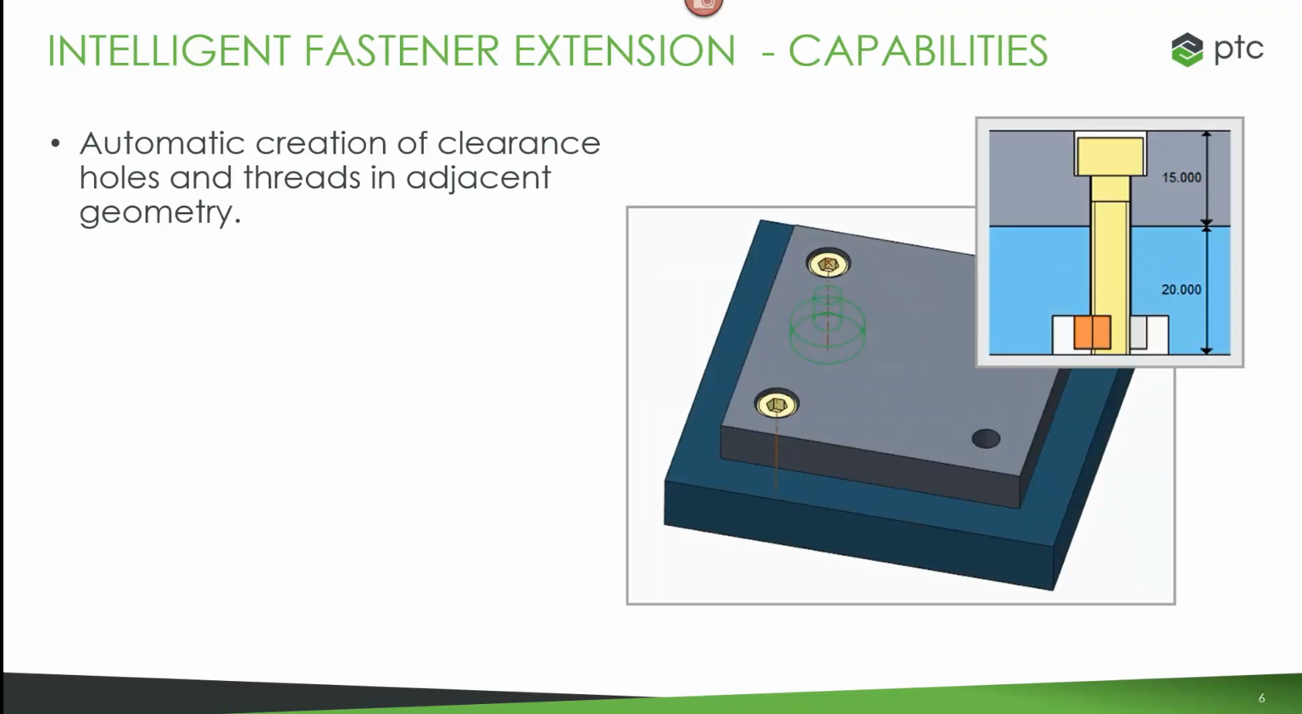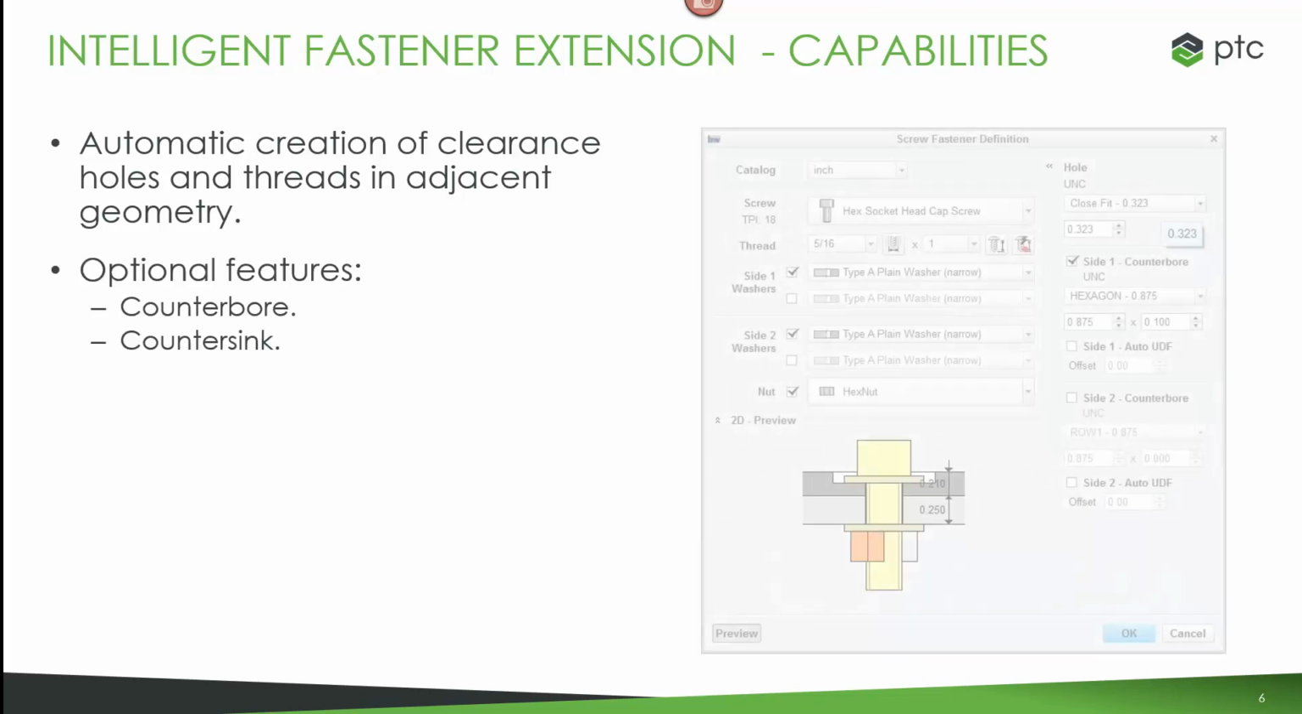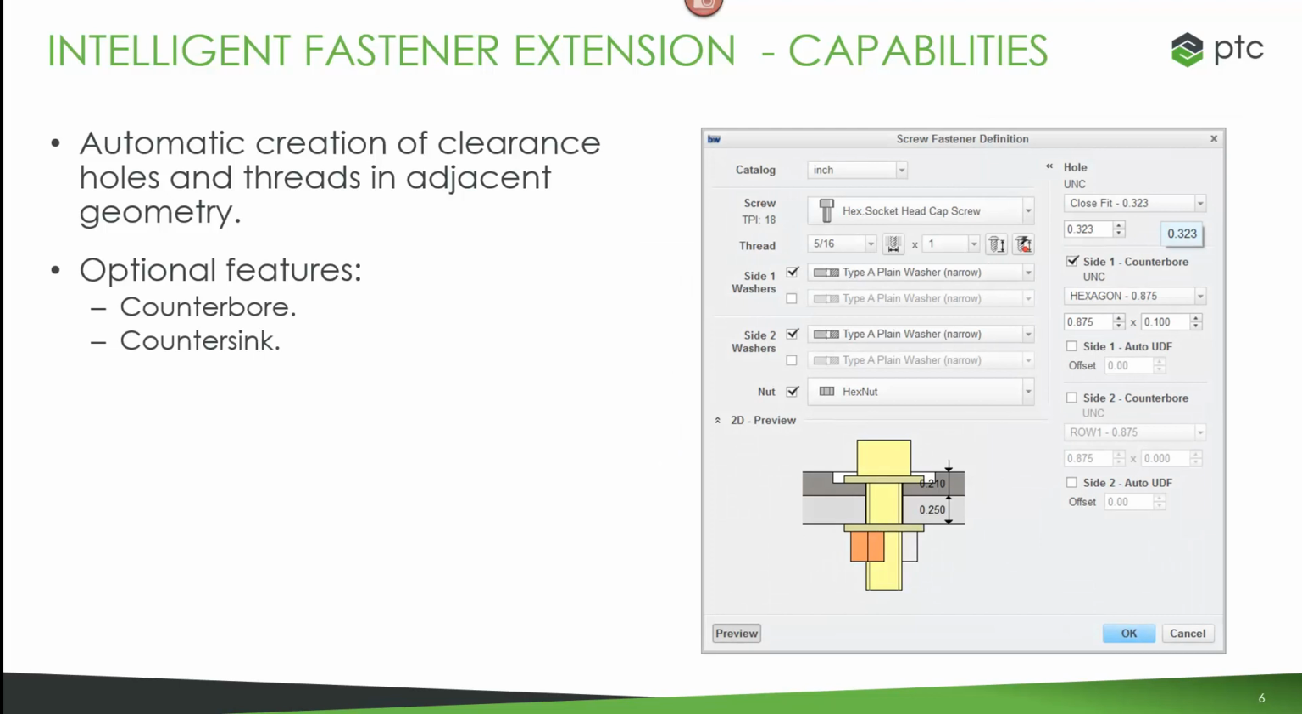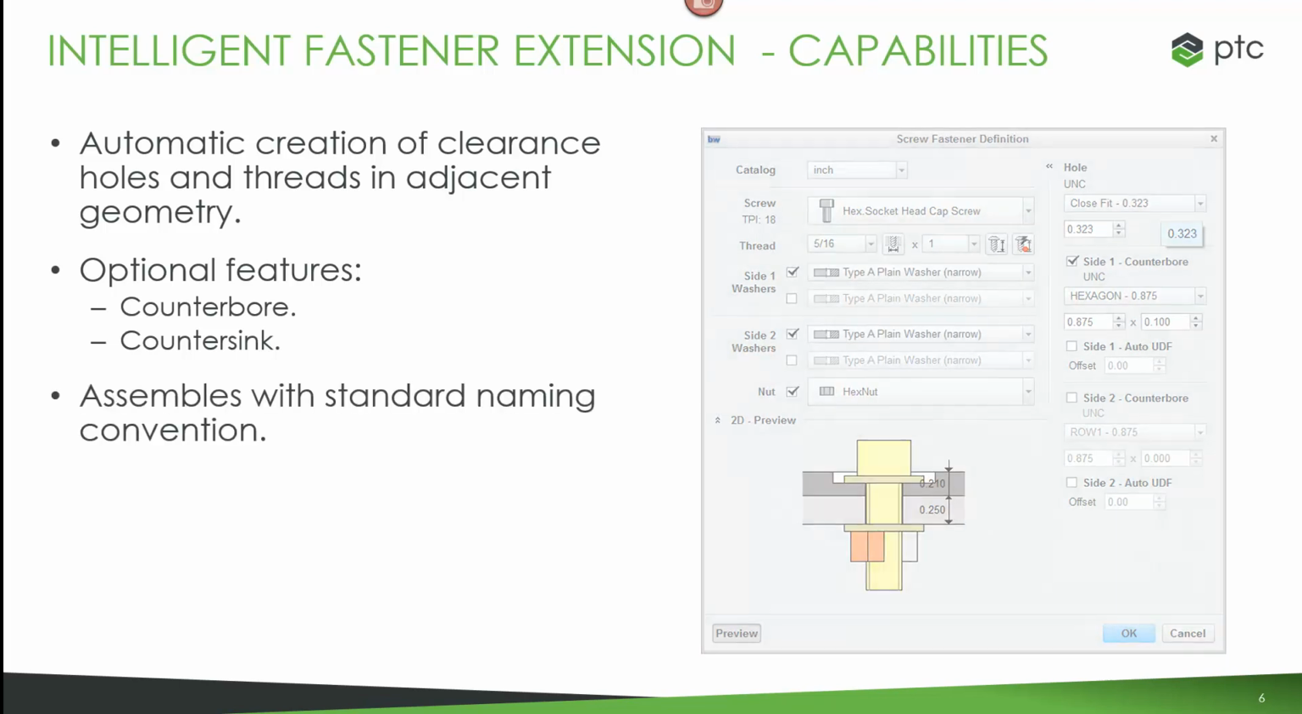Now, once I have the actual fastener chosen, there's also going to be automatic creation of clearance holes and threads in the adjacent geometry to the actual part that we're placing in here. And the hole sizes are per the actual catalog, and I can go through and modify any of those values if necessary. This is also where I can add in some optional features, automatically have it put in a counterbore, have it put in a countersink to a particular type of dimension.